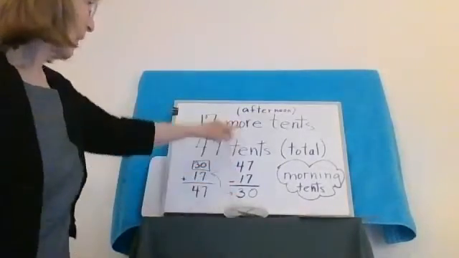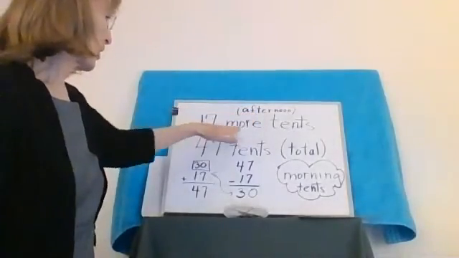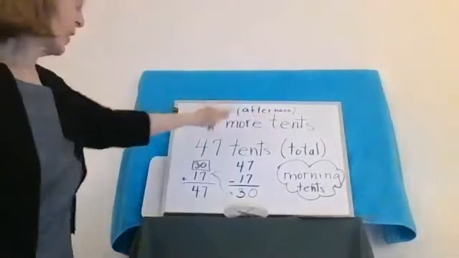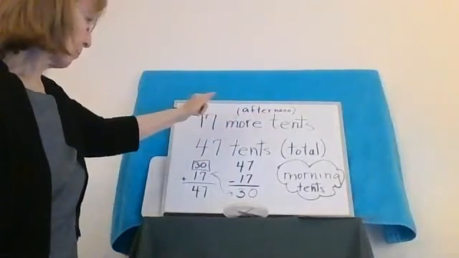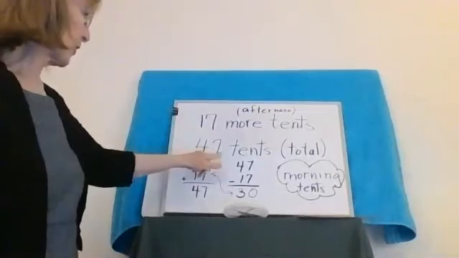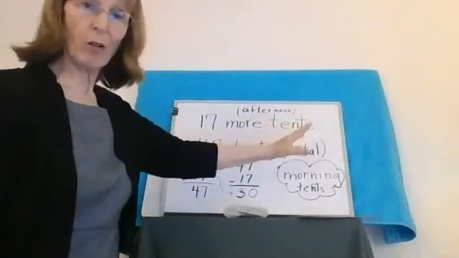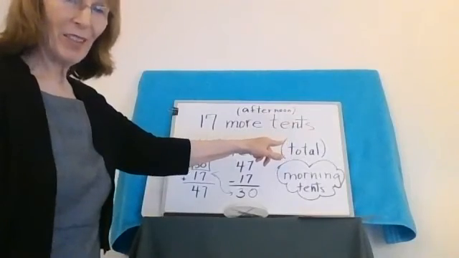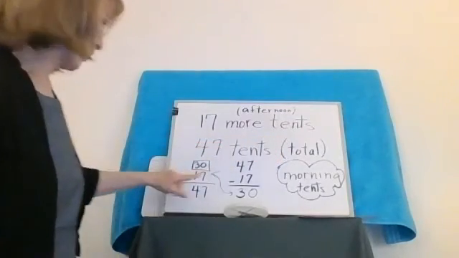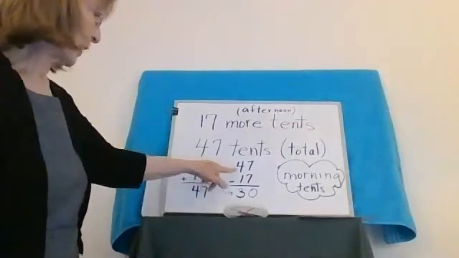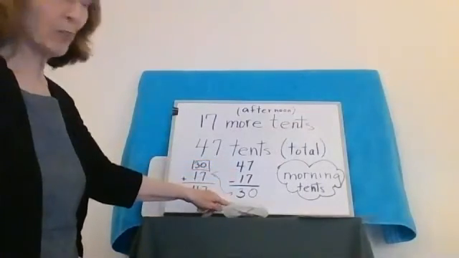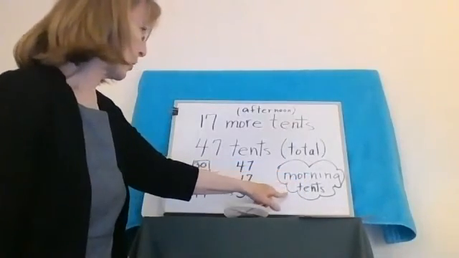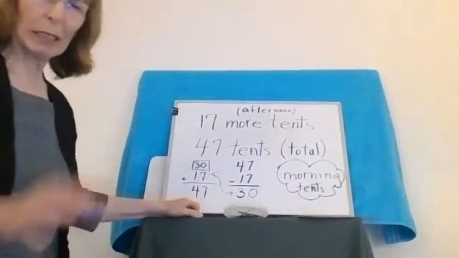30. I wrote down words, 17 more tenths in the afternoon, so I could see what I was thinking. And then it said 47 tenths in all, or all together, or total. And that all means add. So that's what led me to think, let's do this and see what happens. And it led me to the proper way to do it. And then the morning tenths was a mystery to me, so I put a cloud around it. It was kind of cloudy.